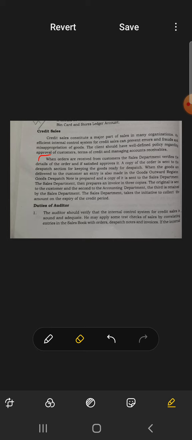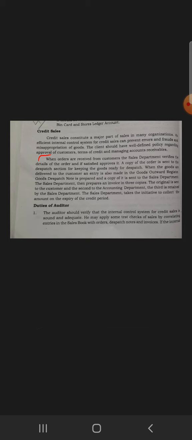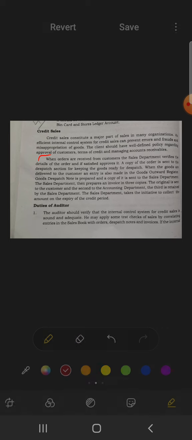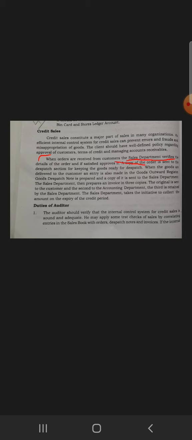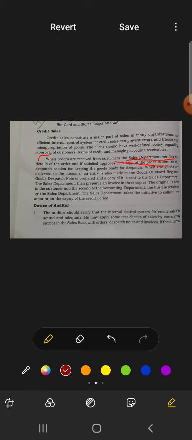First, when an order is received from a customer, the sales department verifies the details of the order and approves it if satisfied. Next, after approving the order, a copy of the order is sent to the dispatch section for keeping the goods ready for dispatch.